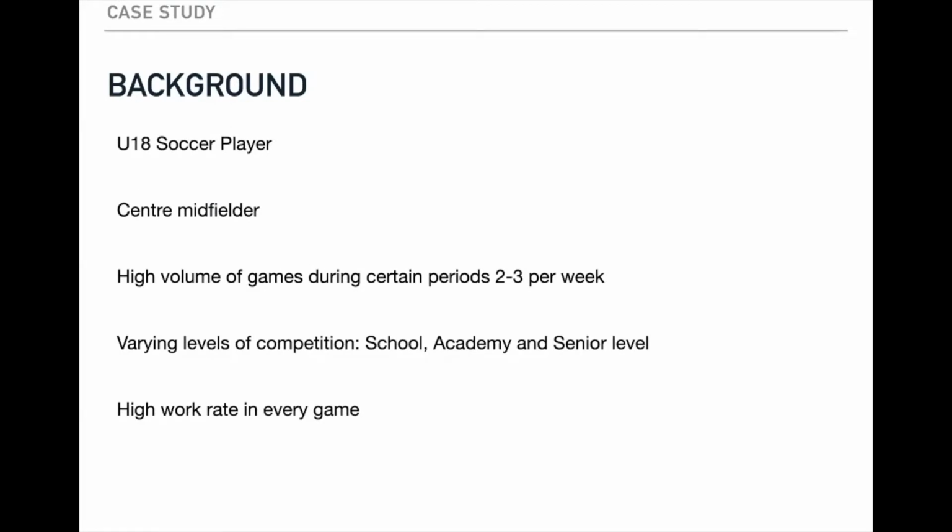So in terms of the background, the player was an under-18 soccer player, played in centre midfield. He was an athlete that competed at various levels of competition, playing at under-18 at school and academy, and he also played some games at a senior level. There were periods of the year where there were very high volumes of games, often 2 to 3 per week. The type of player that he was meant that he put in a very high work rate in every game, and that came at a cost at certain times, impacting on some of the work that we could do and how he fared in terms of fatigue.